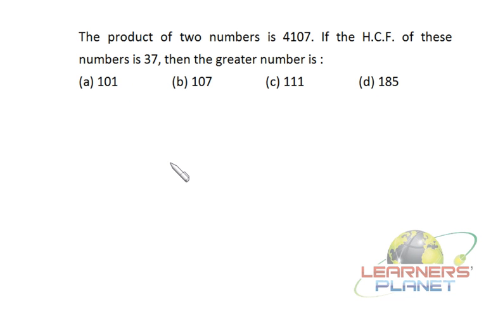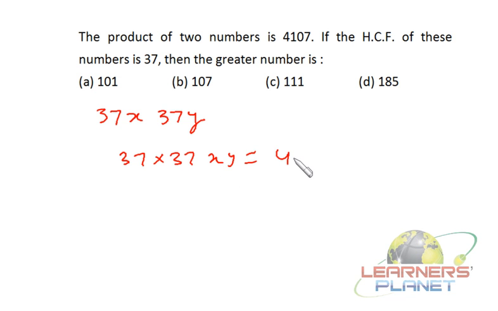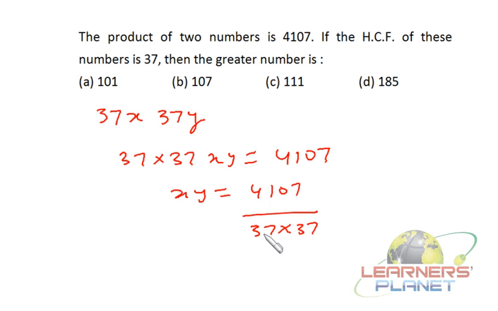Okay friends, now let's see this problem. The product of two numbers is 4107. If the HCF of these numbers is 37, we have to find out the greater number. Now if HCF is 37, then let the numbers be 37x and 37y. Now their product, that is 37 into 37 xy, is equal to 4107. That means xy is equal to 4107 by 37 into 37. Now if we divide 4107 by 37 into 37, we get 3.